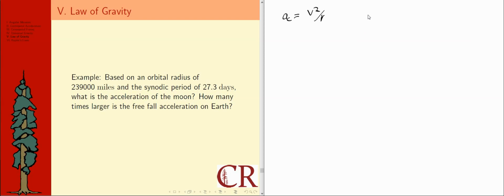Now, I'm not exactly given those values. Well, maybe I'm given one of them, because the 239,000 miles is an orbital radius, so that's what r is equal to. I can assign that number to the variable r. So there it is, 239,000 miles. The simple thing I can do is multiply by the fact that there are 1,609 meters in 1 mile, and then quickly consult my calculator.